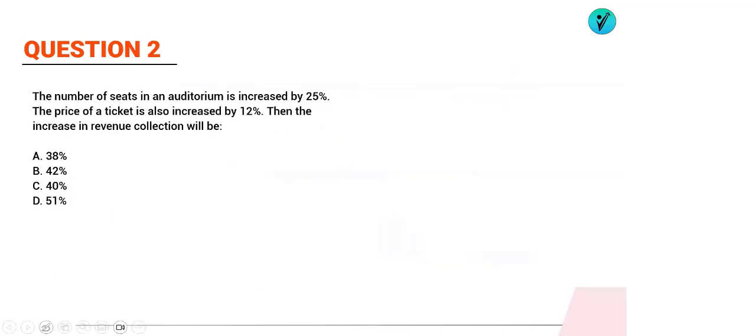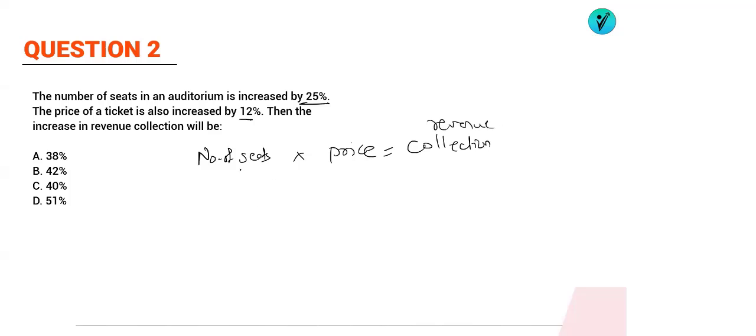So question number 2 is here on the screen. Let's try to solve it. The number of seats in an auditorium is increased by 25%. The price of a ticket is also increased by 12%. Then the increase in the revenue is equal to what? So what I know is that number of seats available into price will be equal to total collection, right? Total revenue. So both have been increased. The number of seats has been increased, and the price has also increased.